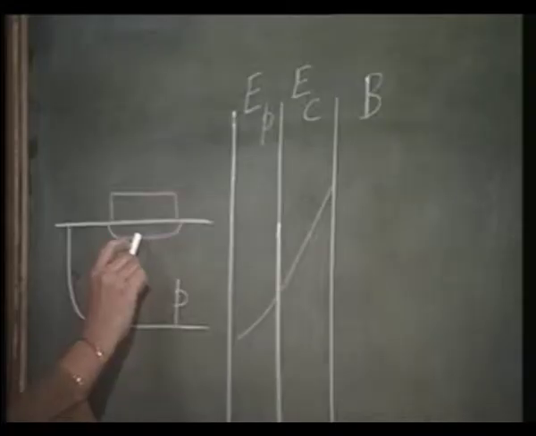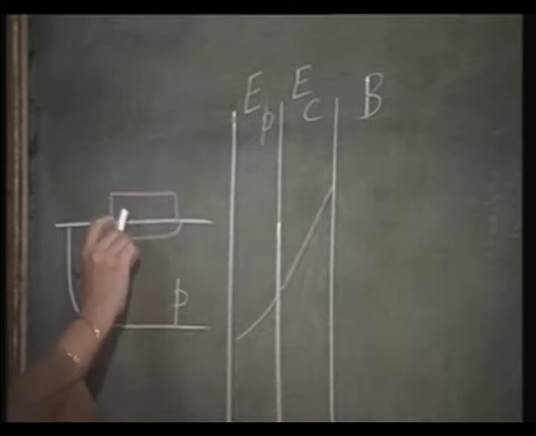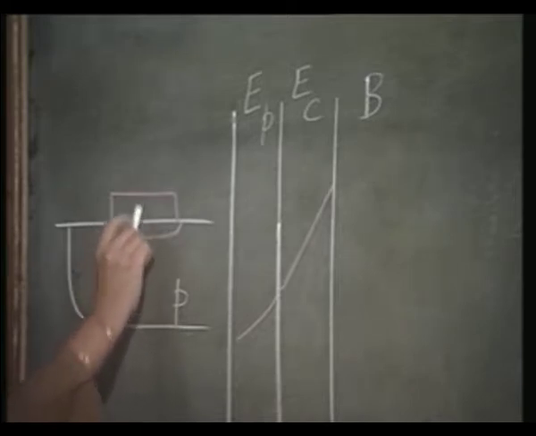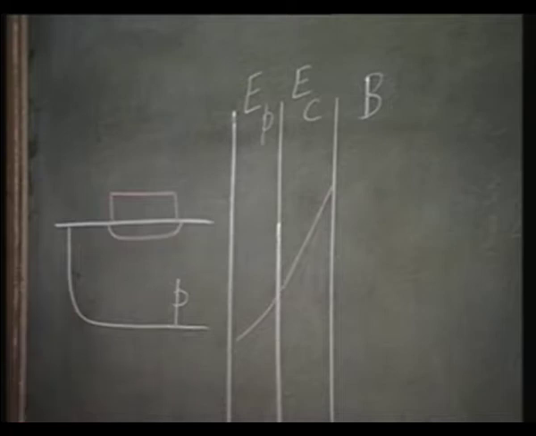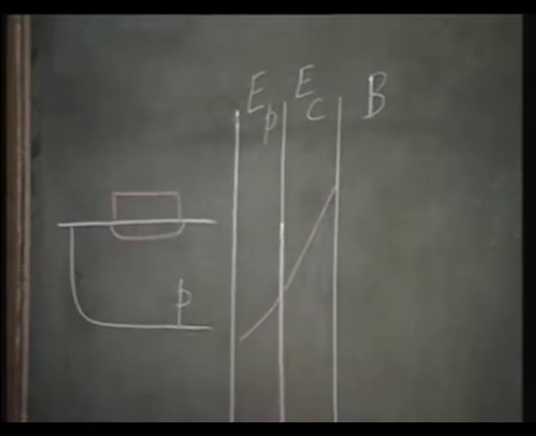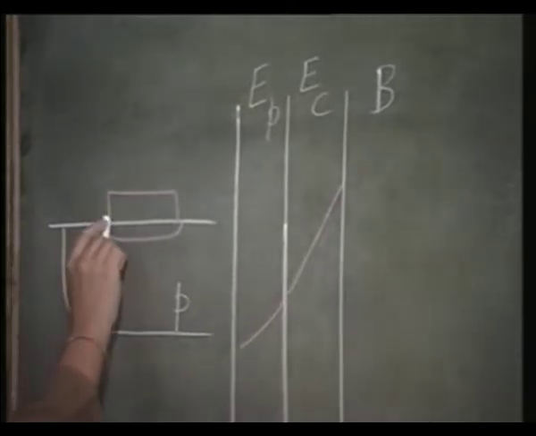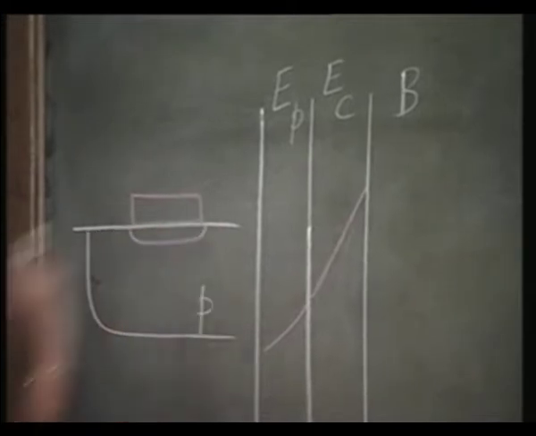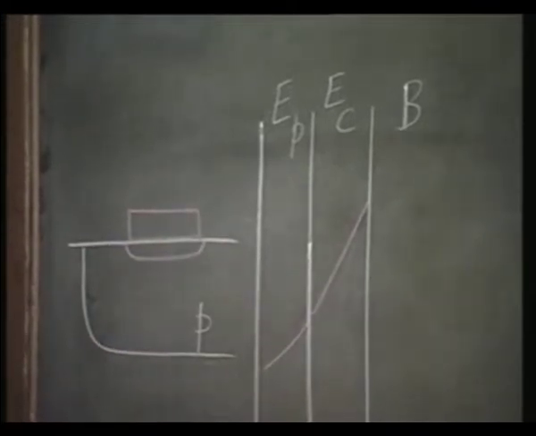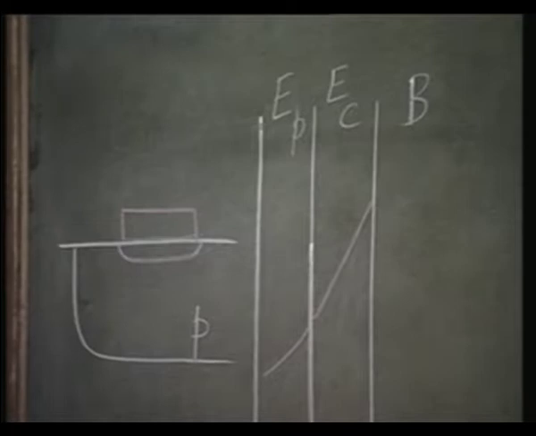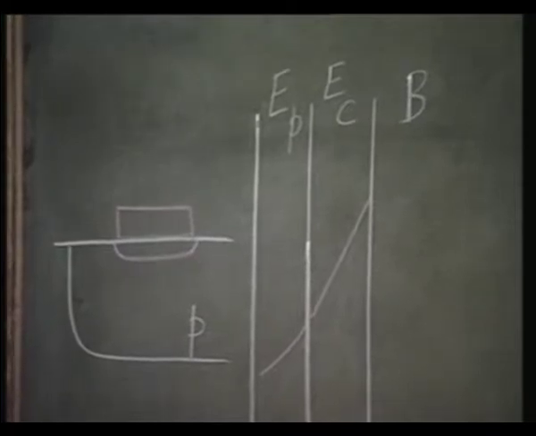Basically, the gain improves because hole injection is suppressed at this poly and crystalline interface, and it can be further suppressed if you put a thin interfacial region here, a thin interfacial oxide, then the injection of holes will be suppressed to a larger extent, and the gain of the transistor will become much higher.